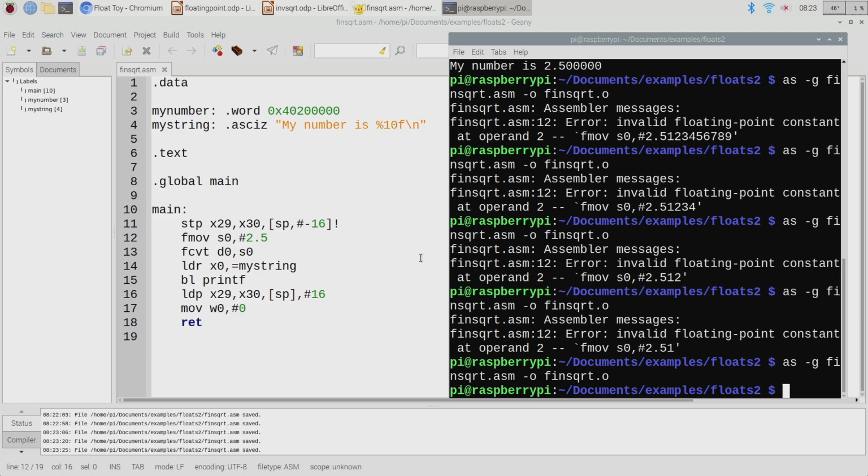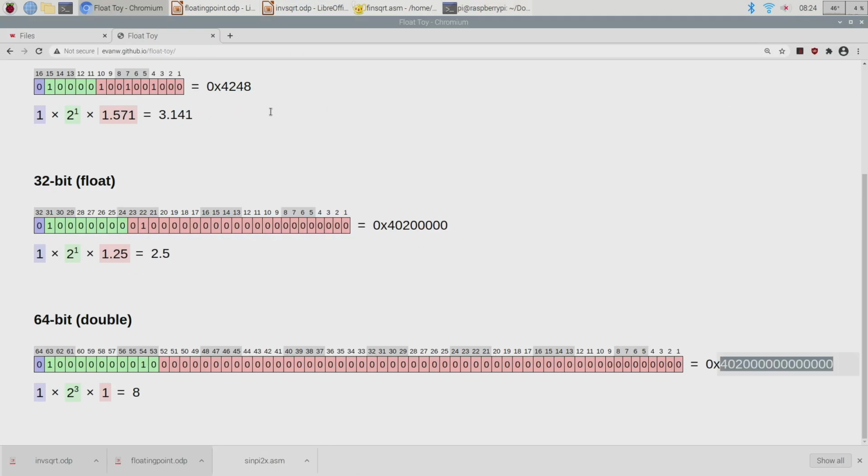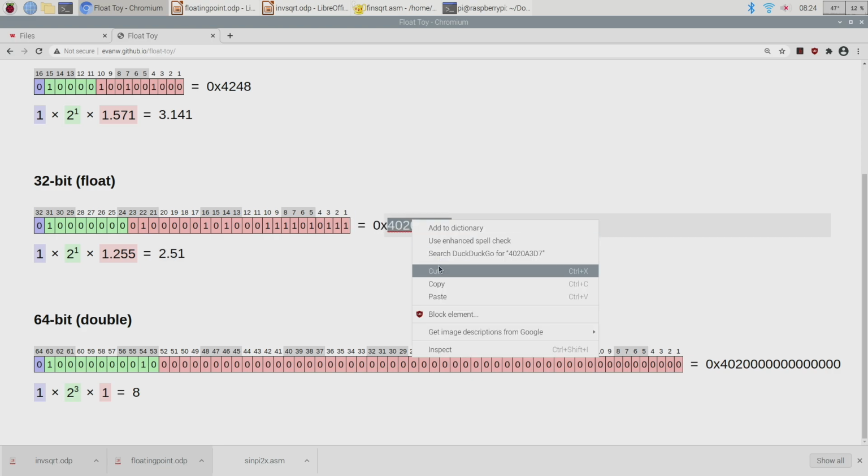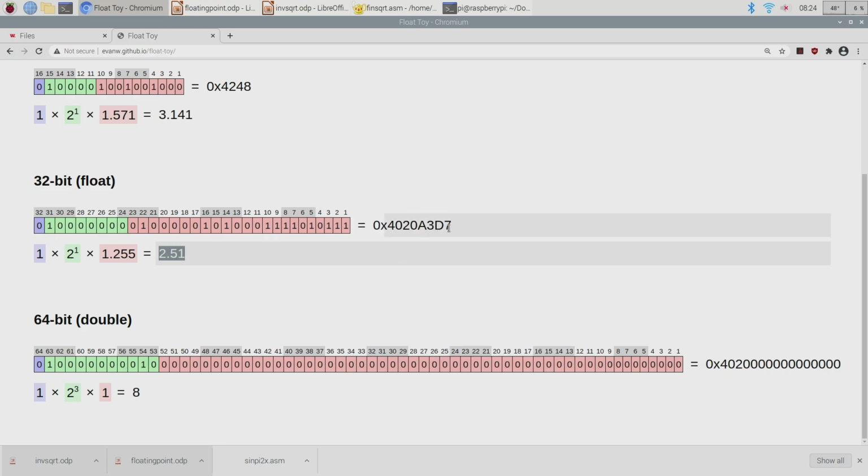Sorry. Yeah, Drake. Mm-hmm. That's what we'll have to do, actually a pair of LDRs, okay? So first off, let me go back over here to float toy and let's get 2.51 as an encoding, okay? Which happens to be this, okay? And now you see why we have an issue, right? Because can I truncate any of this? No, right? I need all 32 bits worth of stuff to properly encode this number.